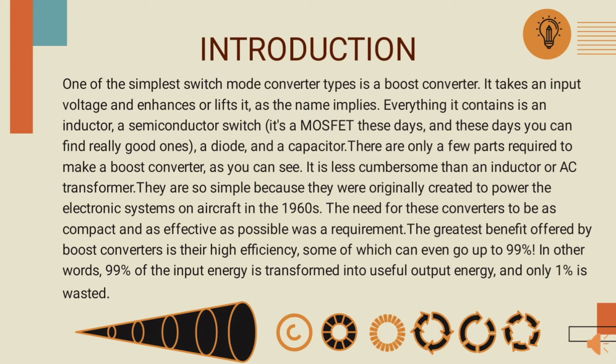Introduction. One of the simplest switch mode converter types is the boost converter. It takes an input voltage and steps it up, as the name implies. The components are an inductor, a semiconductor which is a MOSFET, a diode and a capacitor. There are only a few parts required to make a boost converter. As you can see, it is less cumbersome than an inductor or AC transformer.